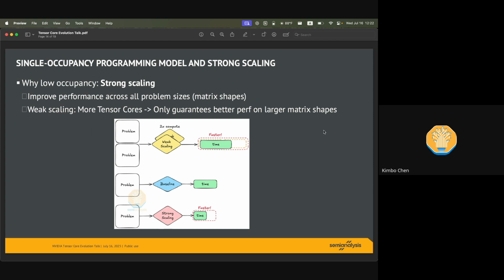But what I want to talk about is the effects of strong scaling and weak scaling. The effect of strong scaling is that it improves the performance across all problem sizes. In our case, it'll be improving the performance of all matrix shapes, while weak scaling, the opposite case, would be adding more tensor cores. This way, it only guarantees better performance on larger matrix shapes because you need more working units to saturate more workers to improve performance. But it doesn't guarantee that the same matrix shape will run faster.